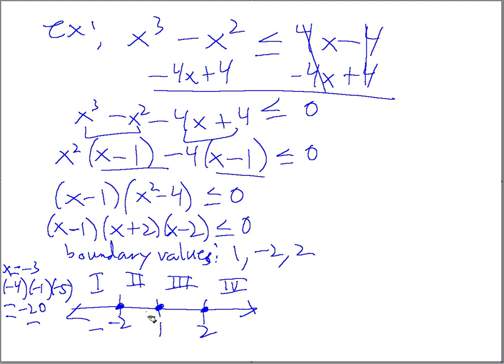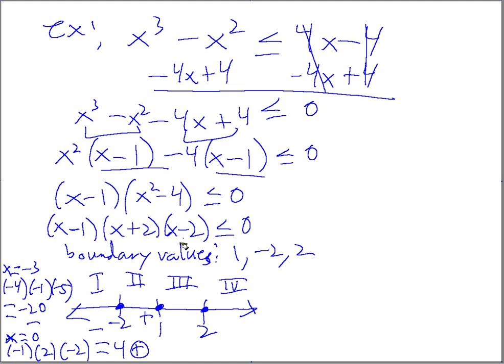Give me a number in here, second region. Well, give me a nice number, in fact. How about 0? 0 is between negative 2 and 1, right? So let's test it. Let's pick x equal to 0 for the second region. All right? So let's plug it in. If I plug in 0 for x, then it's just negative 1 times 2 times negative 2. That's positive 4, so plus. Put a plus right there. So it's going to be plus right here in the second region.